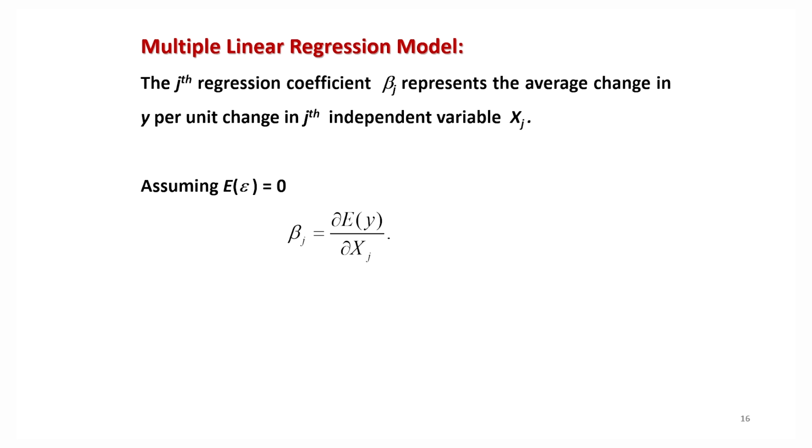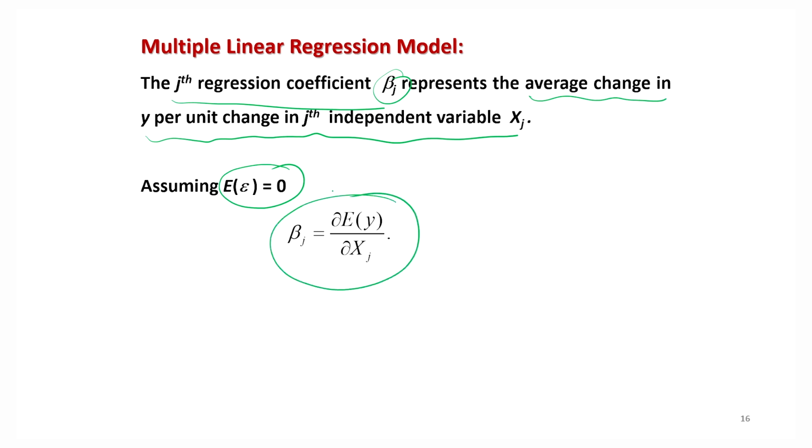For your understanding, it is important to learn that the jth regression coefficient beta j represents the average change in y when there is a unit change in the value of the jth independent variable xj. So in case I assume that the expected value of epsilon is equal to 0, that means the average of all those random errors is 0. That will be an assumption which I will explain to you later on, but it means that some observations will have positive errors, some observations will have negative errors. So in totality, I expect that this error is going to be 0, and so this beta j is the partial derivative of the expected value of y with respect to xj.